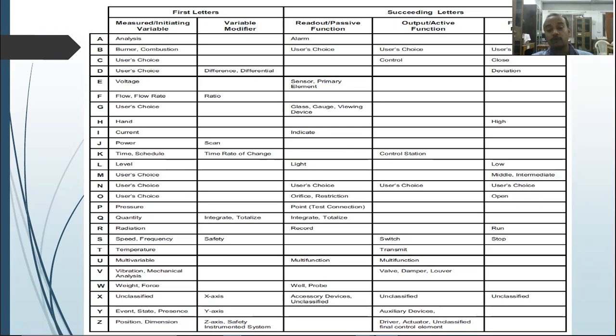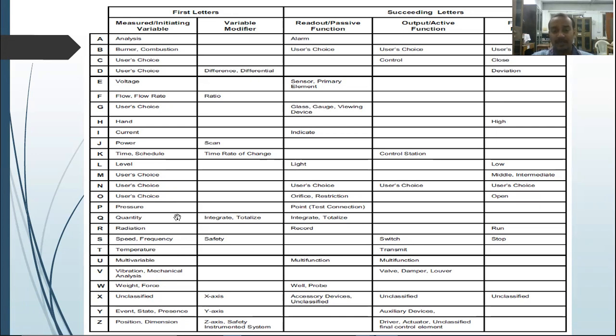In that way, if we go for TT, which is a very popular name, T means temperature, and another T will be the succeeding letter, meaning transmit: temperature transmit, or as we commonly know it, temperature transmitter. If we go for PSV, P as the first letter is pressure. S is the succeeding letter, for switch, and V means valve. That means pressure, switch, valve. If you see PSV anywhere, please remember it is pressure, switch, valve.